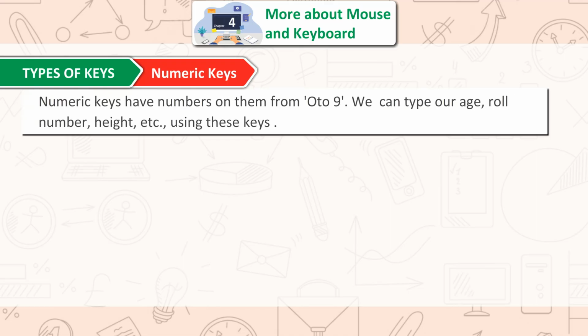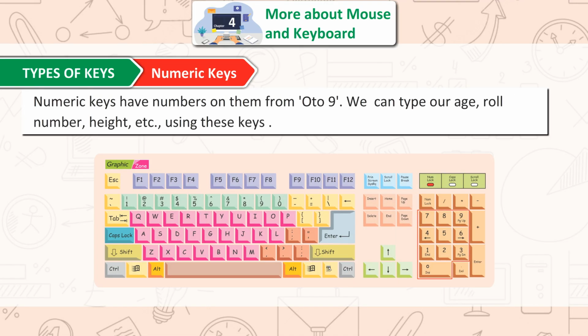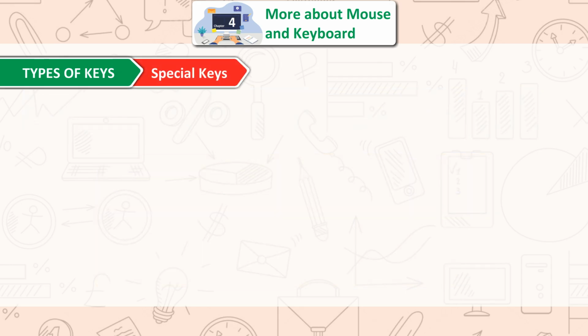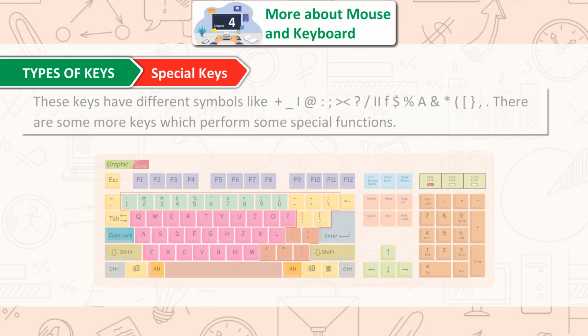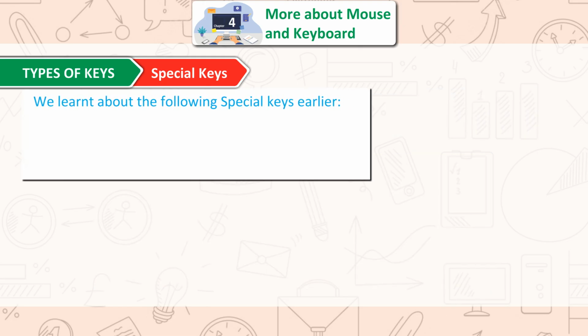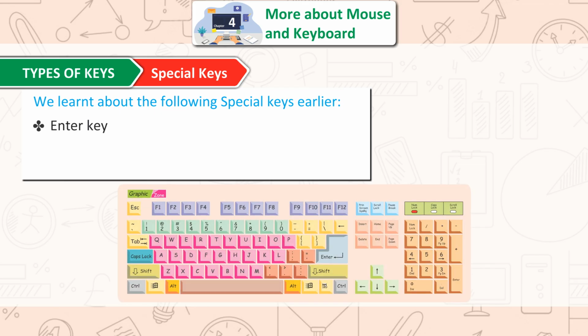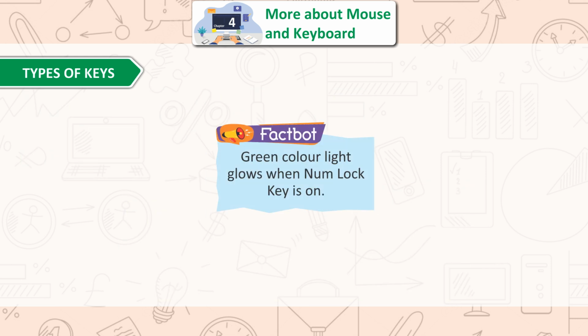Numeric keys. Numeric keys have numbers on them from 0 to 9. We can type our age, roll number, height, etc. using these keys. Special keys. These keys have different symbols, and there are some more keys which perform some special functions. We learnt about the following special keys earlier: Enter key, space bar key, caps lock key, backspace key, delete key. Factbot: Green color light glows when num lock key is on.